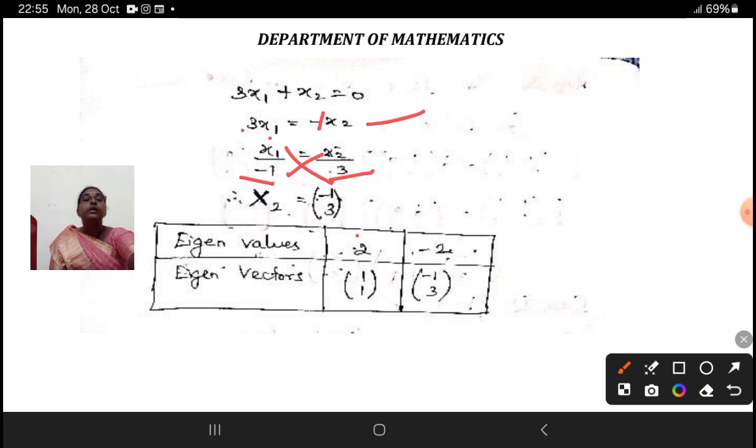We can write it in a small tabular column. Eigenvalues 2 and minus 2. The corresponding eigenvectors are (1, 1) and (minus 1, 3).